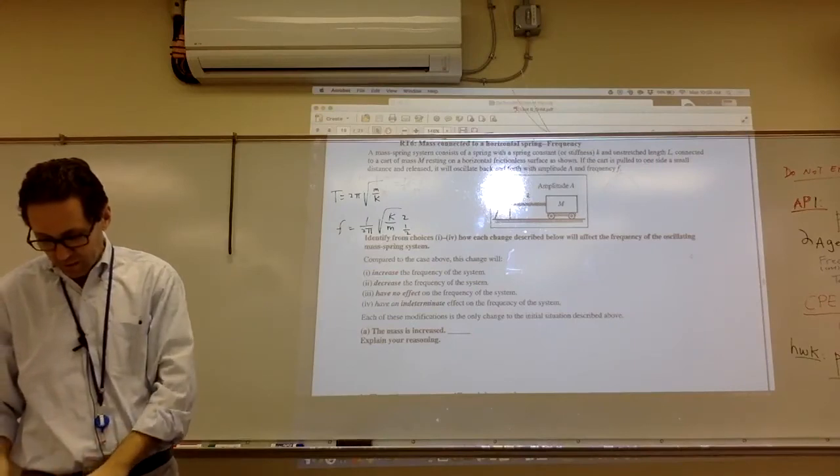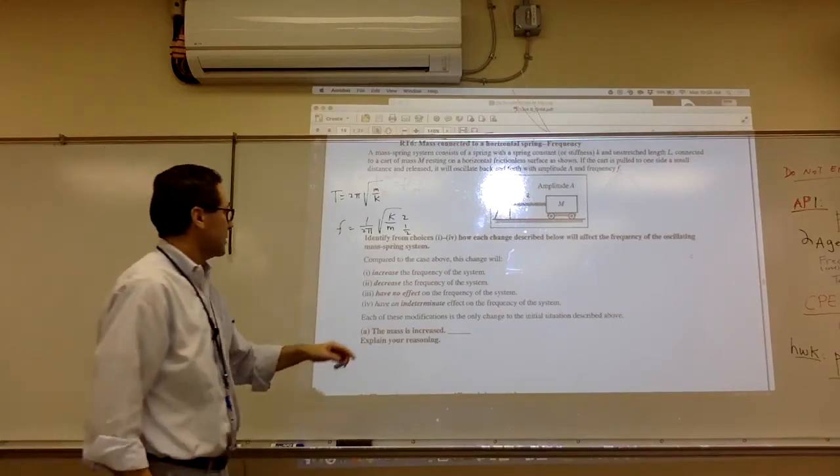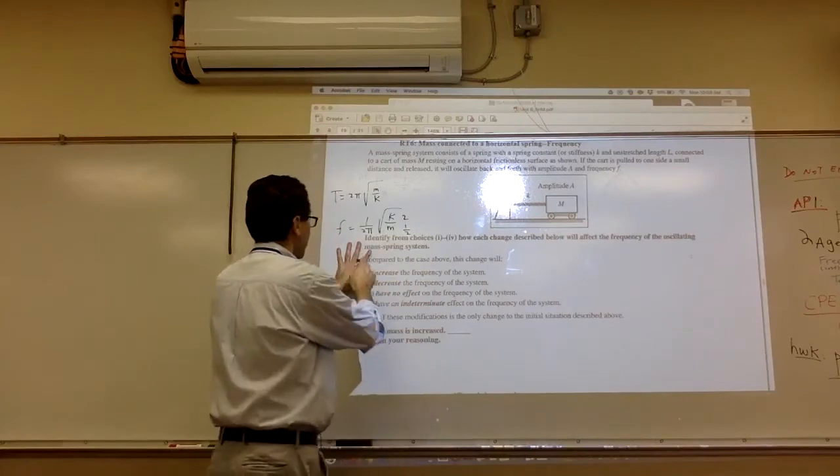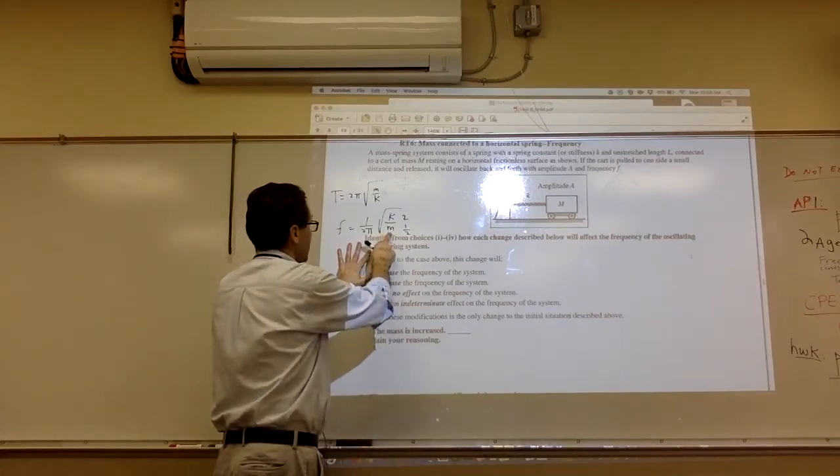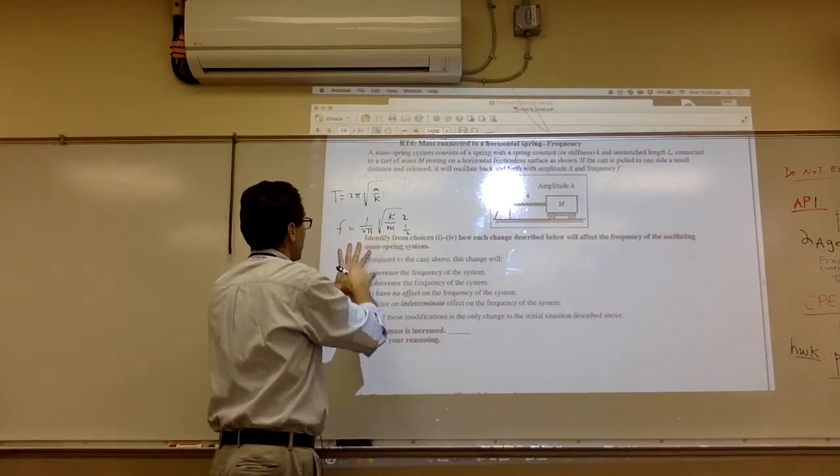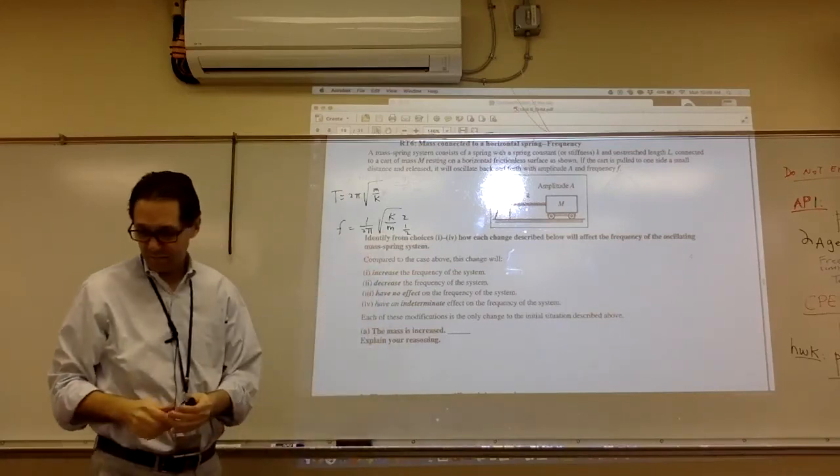The amplitude is increased and the mass is increased. Well, if you increase the amplitude, that has no effect. But if you increase the mass, just like previously, the frequency will have to decrease.